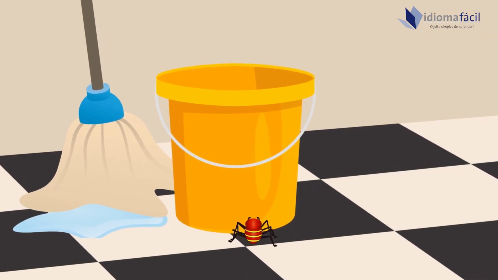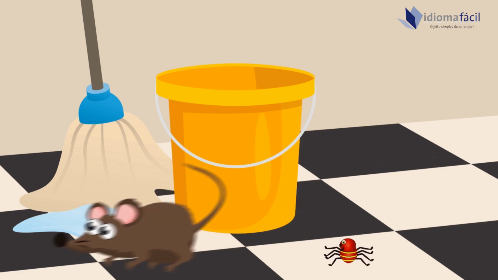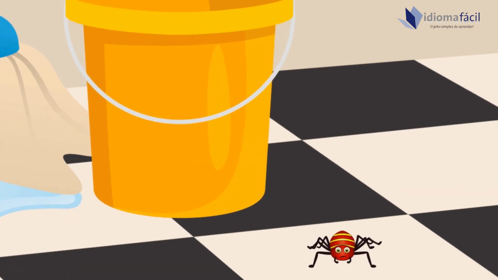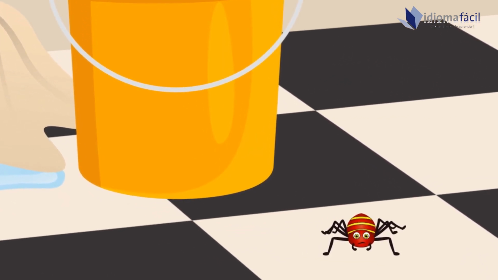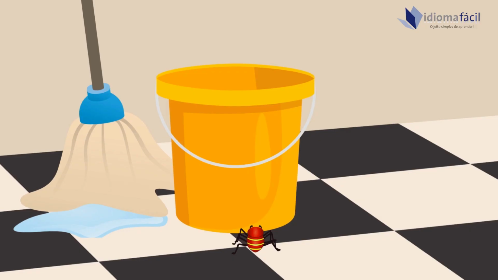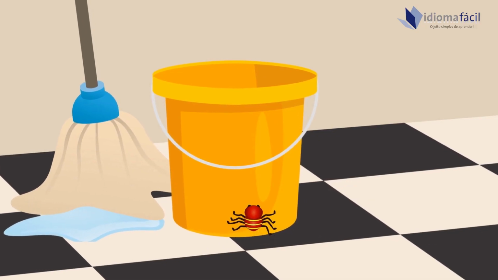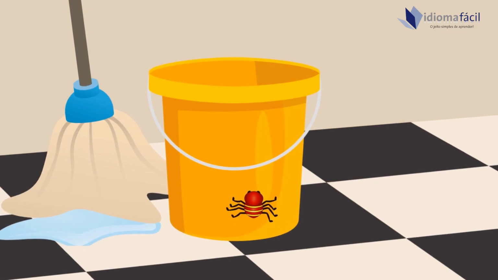The itsy bitsy spider climbed up the yellow pail. In came a mouse and flicked it with his tail. Down fell the spider, the mouse ran out the door. Then the itsy bitsy spider climbed up the pail once more.